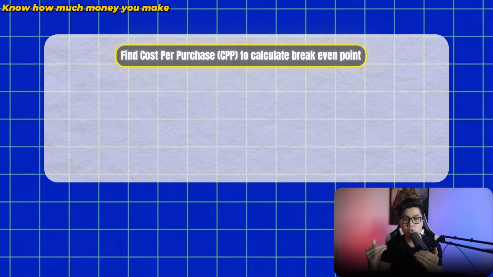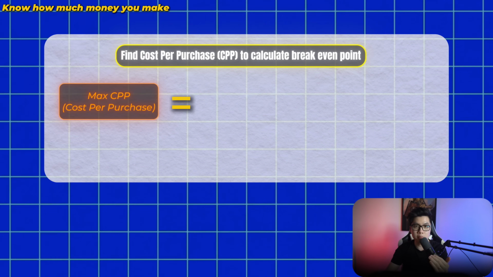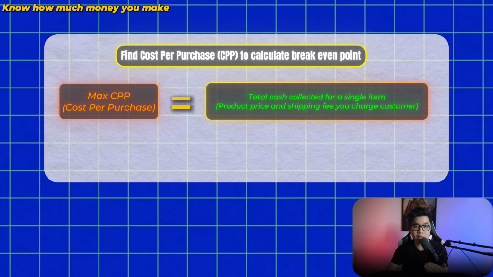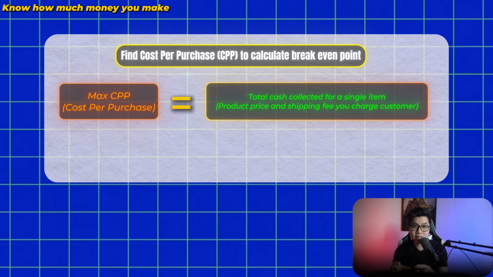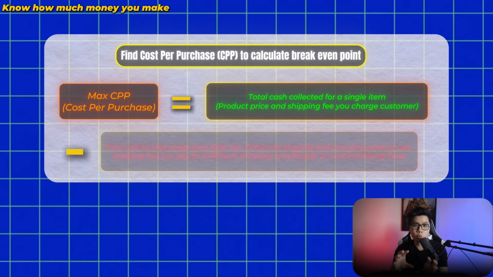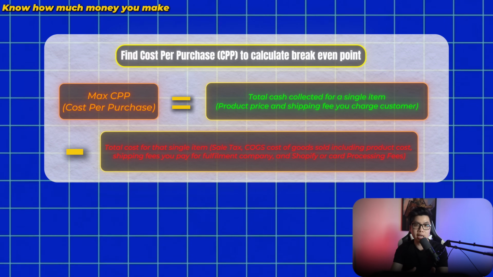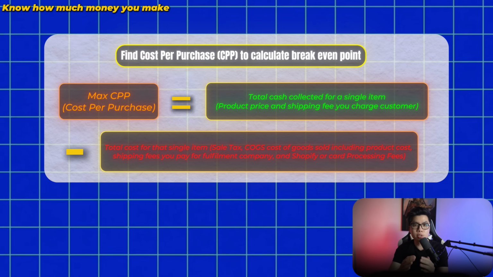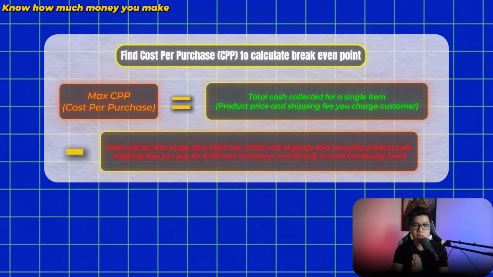If you start from scratch, to calculate your maximum cost per purchase, aka max CPP, take the total cash that you collect for a single item, including the product price and any shipping fees that you charge the customer, and subtract all the costs associated with that item. This includes sales tax, the cost of goods sold, any shipping fees that you pay to your fulfillment company, Shopify, or any other card processing fees.